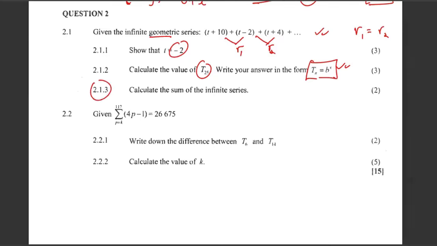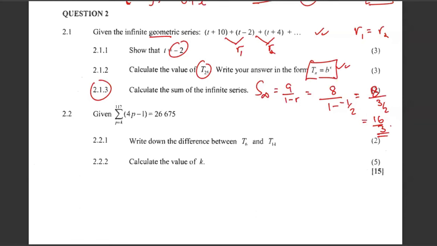And then 2.1.3, they want us to get the sum to infinity, or the sum of the infinite series. So we know that sum to infinity is given as a over 1 minus r. Our a, we said, was 8 over 1 minus a half, because we said the common ratio is negative a half. So it's going to be 8 over 1 plus a half, which is 3 over 2, and then the answer becomes 16 over 3. So you can write it as 16 over 3, or you can give it as a decimal, 5.333.